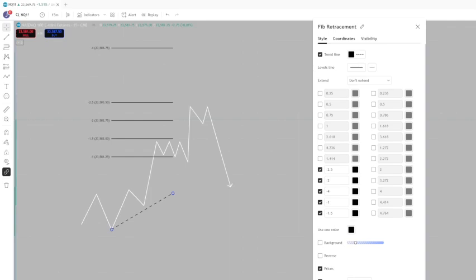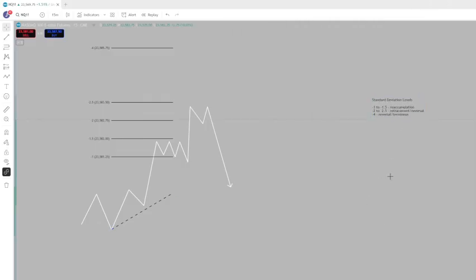So today I'm going to go over a quick video over standard deviation because I got a couple DMs to go over it. So for the fib settings, you want -1, -1.5, -2, -2.5, and then -4. That's all you need.